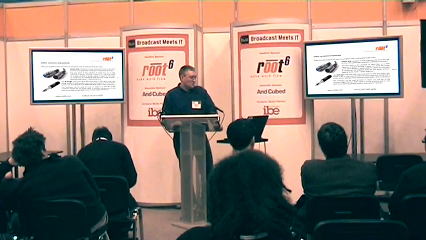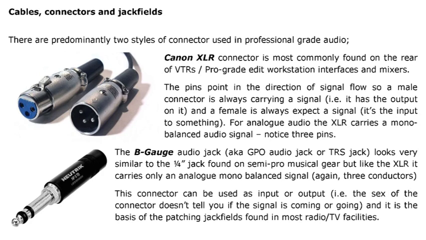Now, talking about getting signals in and out of equipment, the two most common styles of connectors you'll come across in pro facilities are the Canon XLR, which is the one at the top, and the B-gauge audio jack, which is the one at the bottom. There is another connector, the 1/4" jack, which looks a bit like the B-gauge jack, but that does tend to come more from the domestic and prosumer end of the market, although quite common in music recording. But in television facilities, the majority of the connectors you'll come across are the Canon XLR and the B-gauge jack.